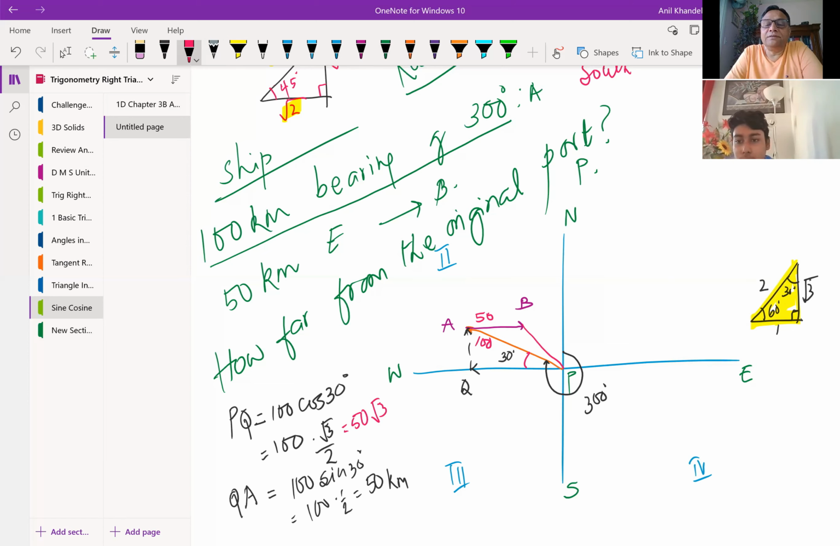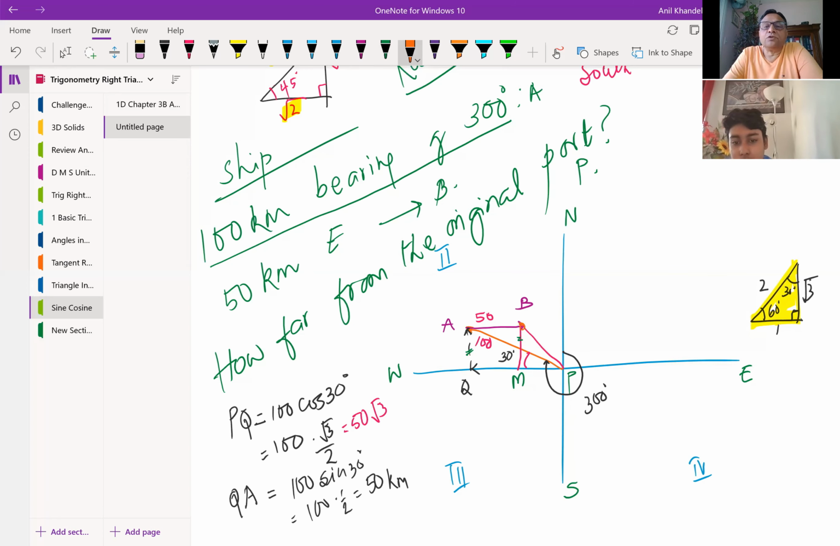Very good. Now, how will you find the distance from P to B? Tell me this distance now. P to B distance. How will you calculate that? From P to B, sir? Yes. How will you find? Tell me the strategy. I'll just add up what PQ and QA's distance was, sir. QA is okay. We need to find P to B, right?